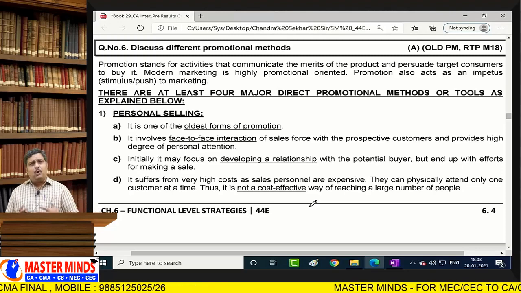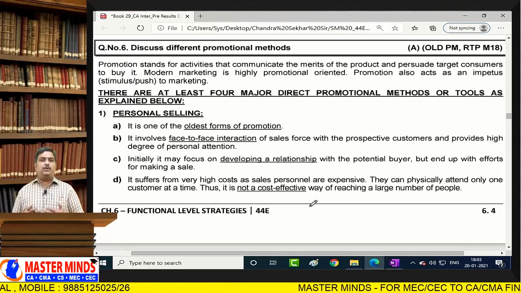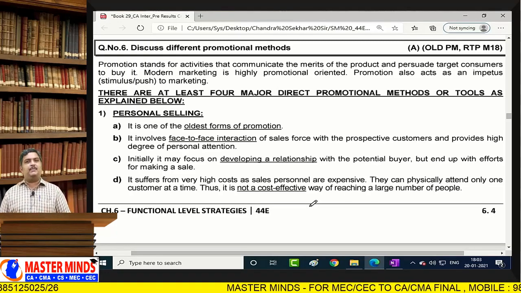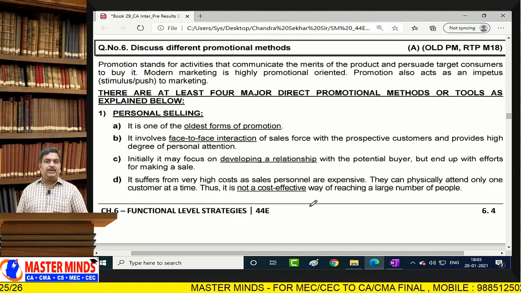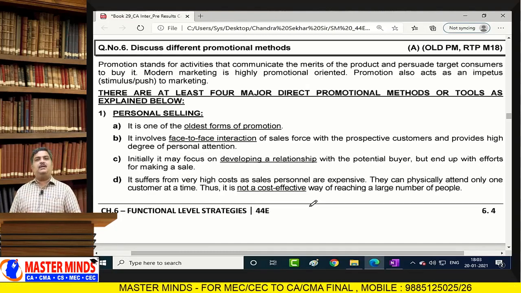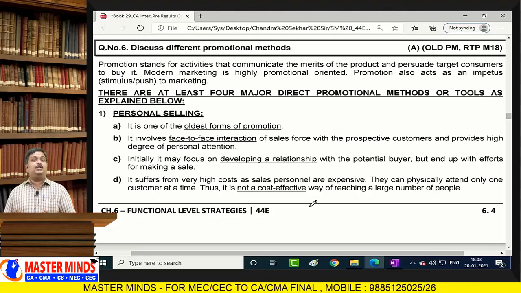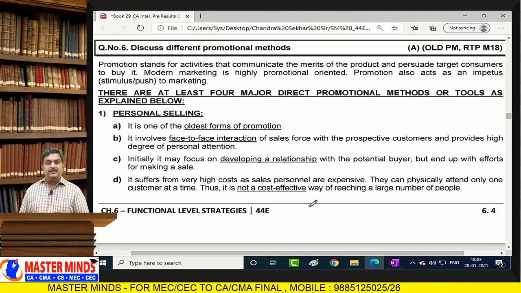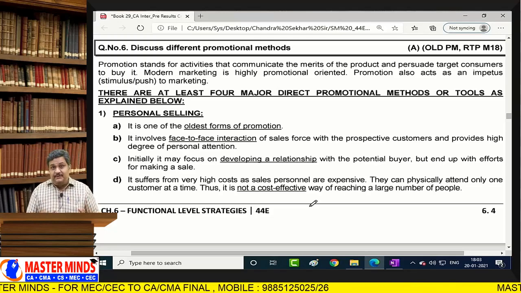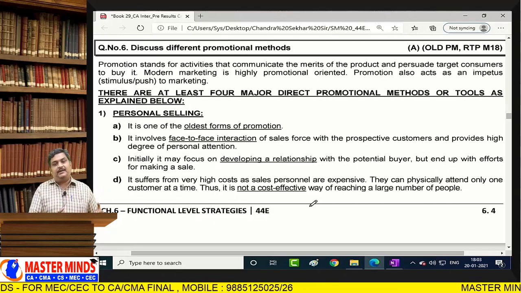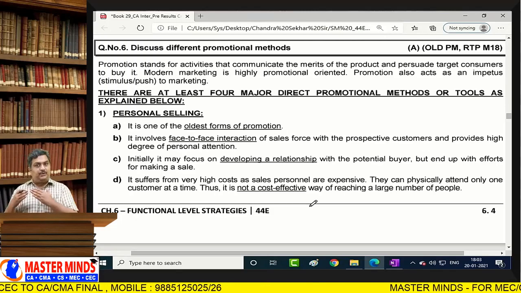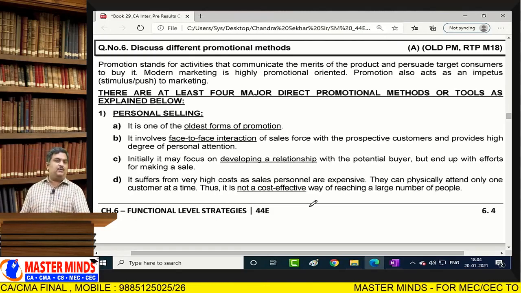Now let us understand the promotional methods. Modern marketing is highly promotional oriented. You need to promote your products, you need to sell yourself into the market, you need to communicate to the customers about your product and its features. You have to persuade and convince your customers. It is not enough to have quality in your product; along with quality, promoting your product in the right way, using the right channel, is very important.